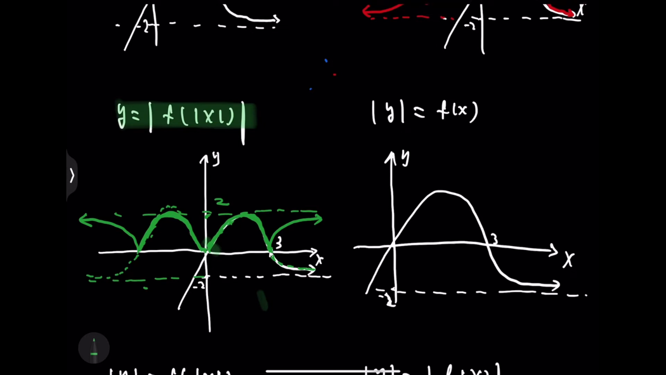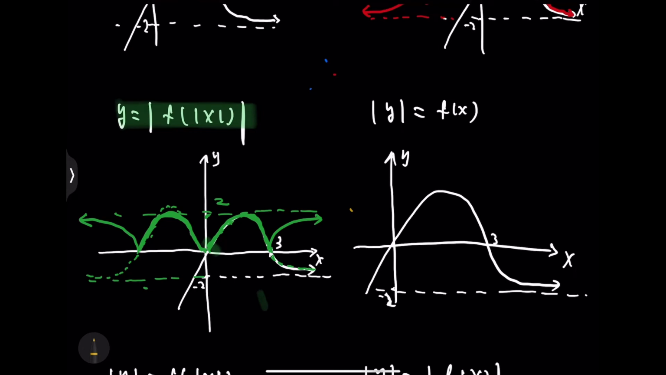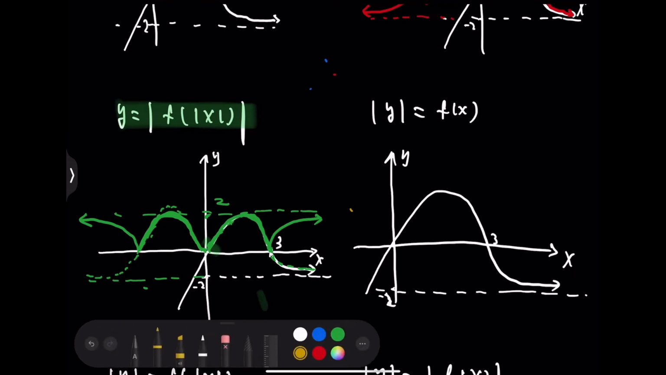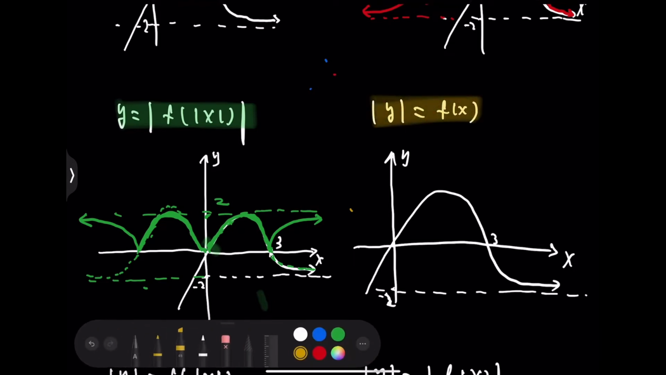Okay, the next one is a little bit different. As you can see, this time we have the absolute value on the y, not on the x. I'm going to do this one in yellow. Okay, so how are we going to do it?